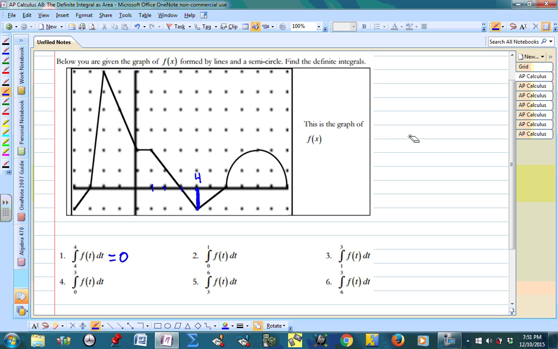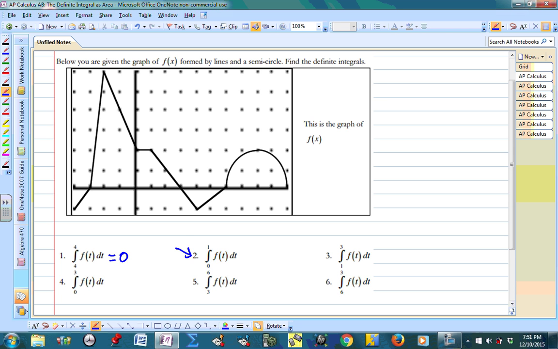And that's going to be one of those properties that you're going to see from time to time. If you integrate any function from 4 to 4, or from 3 to 3, from any x value to the same x value, that integral is going to be 0. Now let's move on and look at problem number 2.